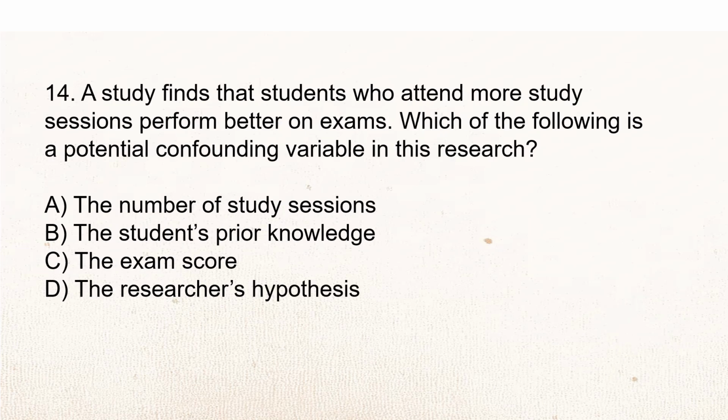Number 14. A study finds that students who attend more study sessions perform better on exams. Which of the following is a potential confounding variable in this research? Letter A, the number of study sessions. Letter B, the student's prior knowledge. Letter C, the exam score. Or letter D, the researcher's hypothesis.